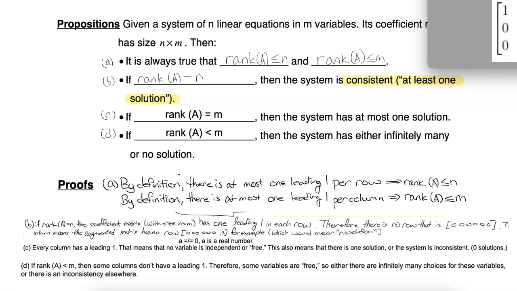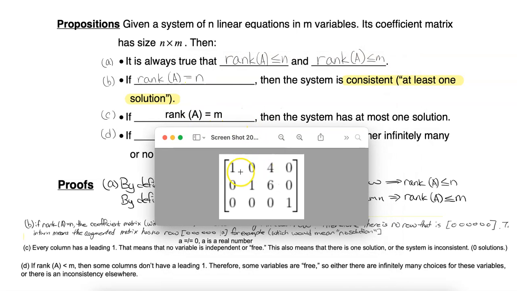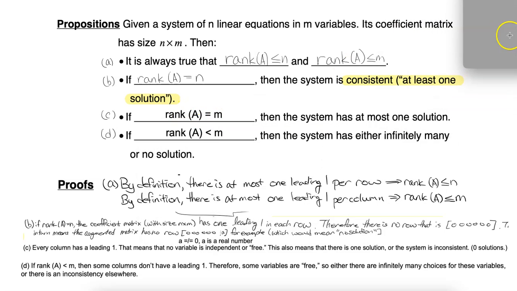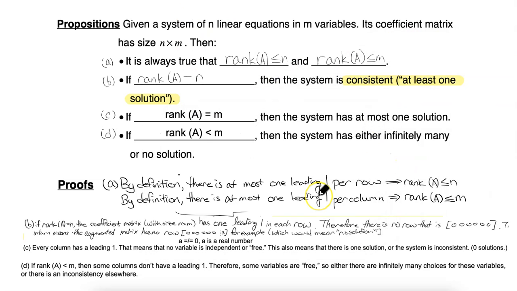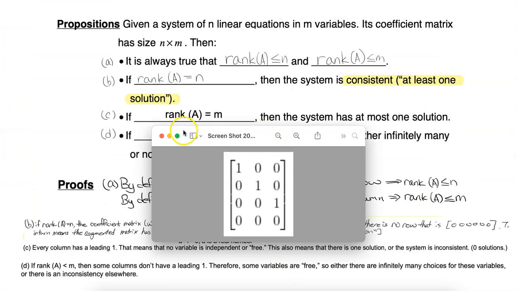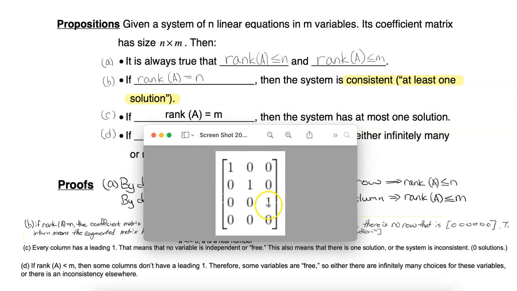Proposition C: if the rank of A equals m, then the system has at most one solution. So we are looking for a matrix where the rank is equal to m. In the example that I pulled off before, m was equal to 4. It's a 3 by 4 matrix, but the rank is equal to 3, so 3 is not equal to 4. So let's find another matrix that will satisfy this. Again, it's an augmented matrix. This is an example of what it looks like. In this case, it's a 4 by 3 matrix.